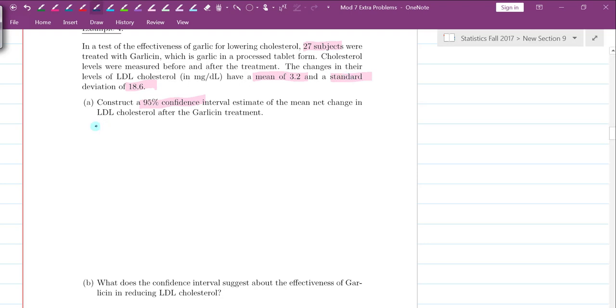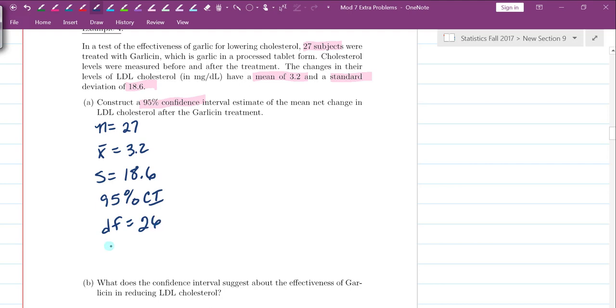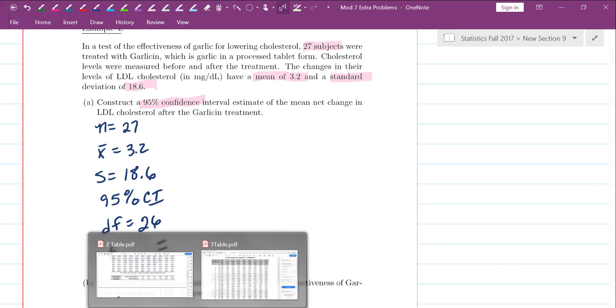So we have our sample size is 27. We have X bar is 3.2. We have S, which is 18.6. We are looking for a 95% confidence interval. We know that our degrees of freedom is going to be 27 minus 1, which is 26. And we know that we need a T of 0.95, comma 26. And let's look up our critical T value. So 95% confident and 26 degrees of freedom.